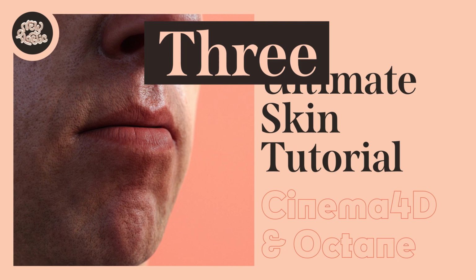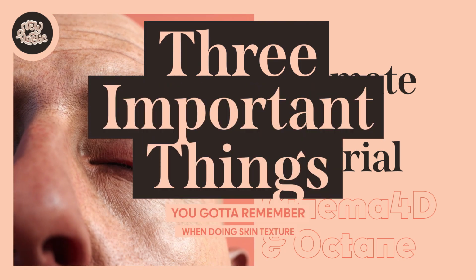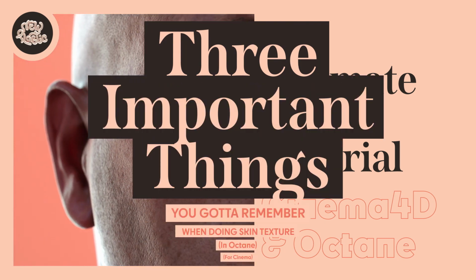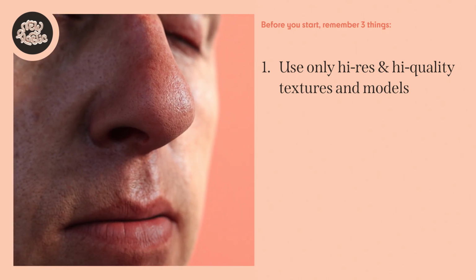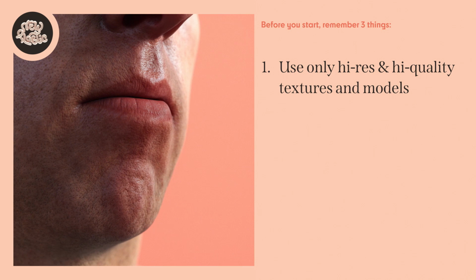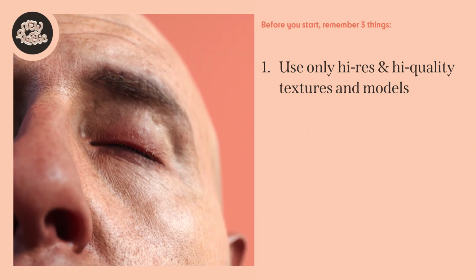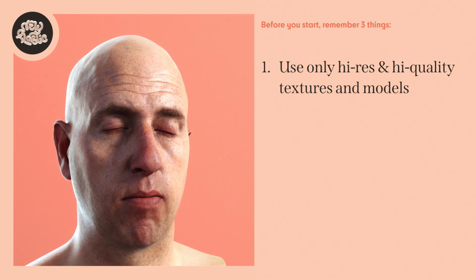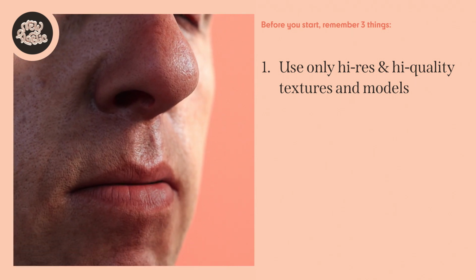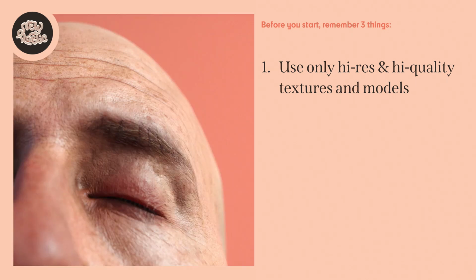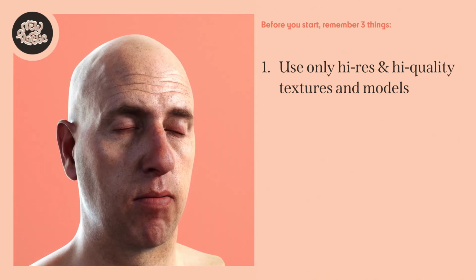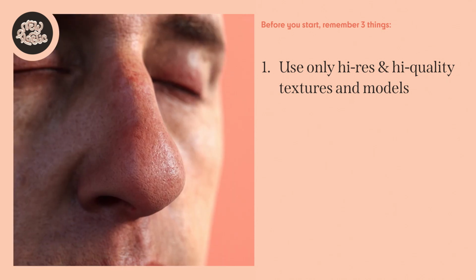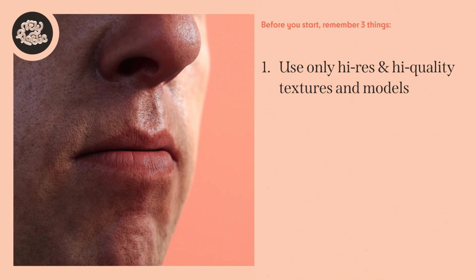Before we start, here are three important things you gotta remember when doing skin texture in Octane for Cinema. The first, you gotta get a good model and you gotta get high quality, high resolution texture maps. You cannot get a realistic skin texture without those things. You can try and paint your own map, it's just not going to get the amount of detail and realism of a 3D scanned map. That's at least what I learned. But whether it's painted or scanned, it has to be high quality, full of details, high resolution, and fit the model, which has to be a good model.